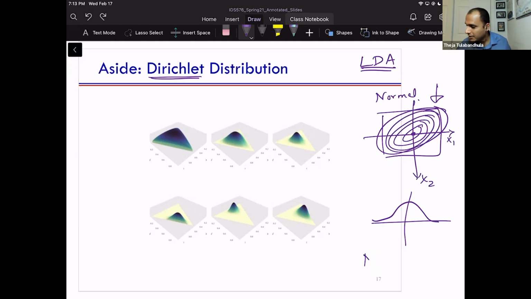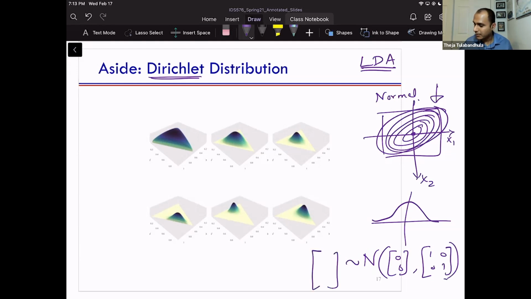If you sample from this normal distribution, let's say with mean 0, 0, and let's say the covariance matrix is [1, 0; 0, 1] for simplicity. If you draw samples, you can get any numbers. You can get minus 100, comma 200, for example. Like you can get a 2-dimensional vector or something like this.